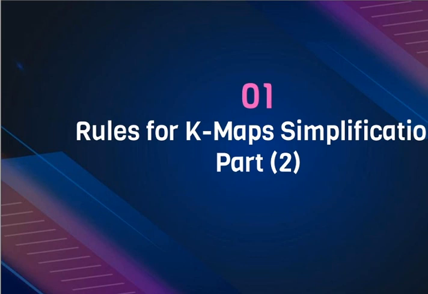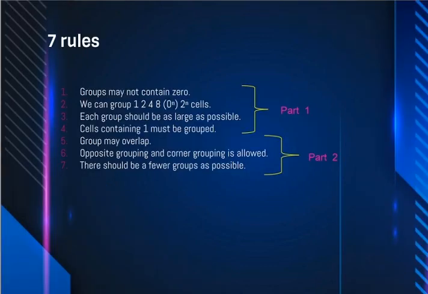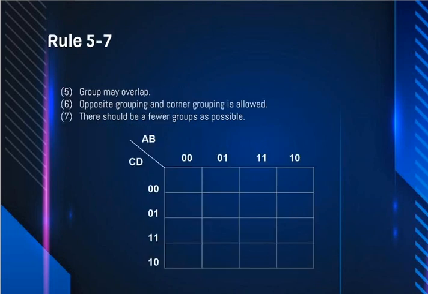And the remaining rules we will study today in our part 2. So there were 7 rules. We studied the first 4 rules in part 1, and the remaining 5, 6 and 7 we will study today. So the rules 5, 6 and 7.